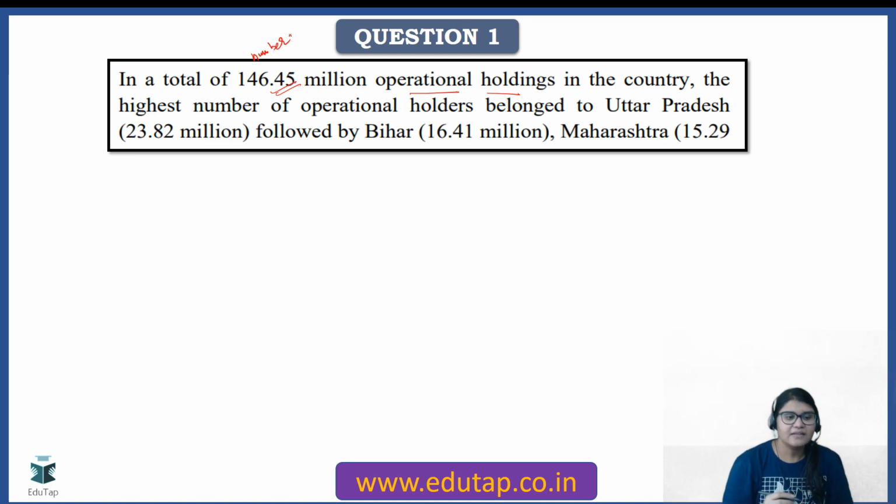So you can see the highest number of operational holders belong to Uttar Pradesh, followed by Bihar and Maharashtra. You can also see they have given in the bracket that 23.82 million. These are the number of operational holdings.